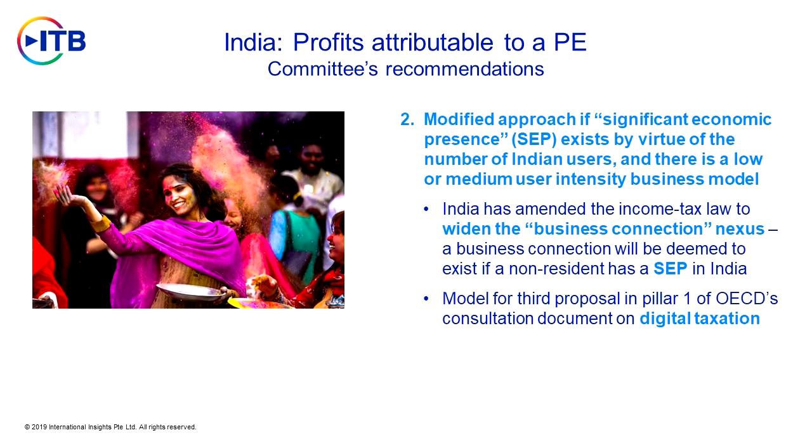I've called the second approach modified approach if a significant economic presence, SEP, exists by virtue of the number of Indian users, and there is a low or medium user intensity business model. As you know, India has amended its income tax law to widen the business connection nexus. A business connection will be deemed to exist if a non-resident enterprise has a significant economic presence, SEP, in India. Yes, this is a possible model for the third proposal in Pillar 1 of the OECD's consultation document on digital taxation.